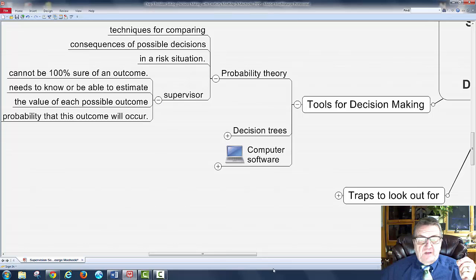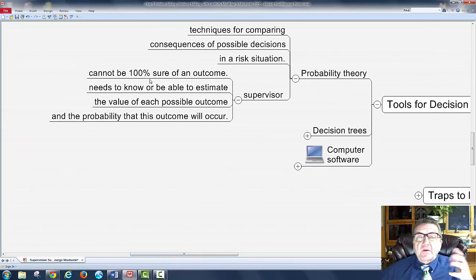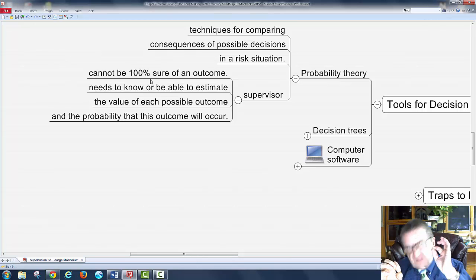Now the supervisor basically cannot be 100% sure of any outcome. I could be as protected as I can, and there's still going to be Murphy's Law. I feel sorry for Mr. Murphy, but something may go wrong. So I plan for that. I figure it's going to go right, but I always plan for the worst case scenario and always strive for the best. So I have my range. I know I can make this go forward.